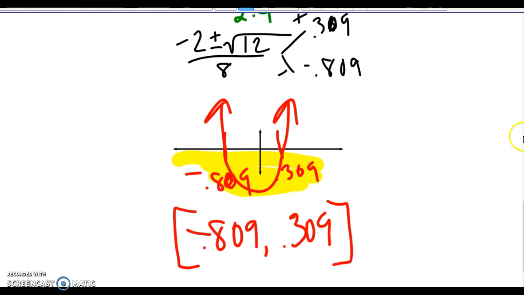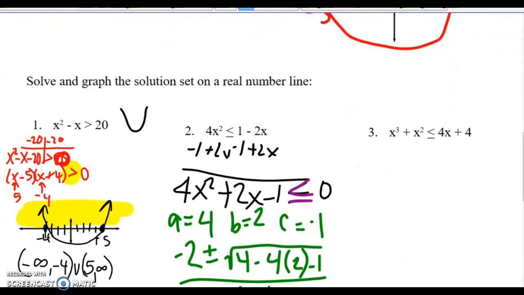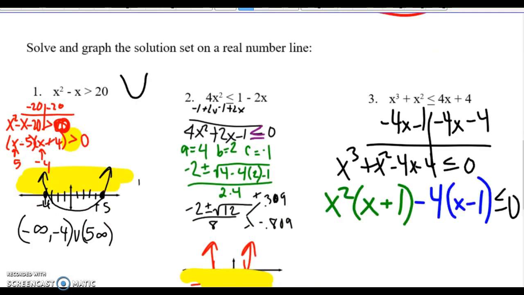All right, now let's check that last one. And what do we see? X to the third plus x squared less than or equal to 4x plus 4. Ah, I see something really cool. I see some factor by grouping. So you see what you can factor by grouping, and then let's come back and meet in the middle. So first I set everything equal to 0. Now see what happens next. You try it.